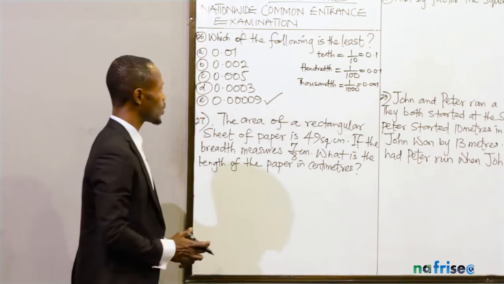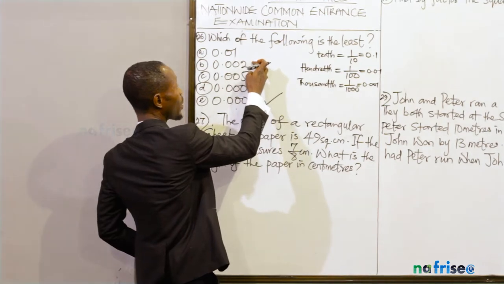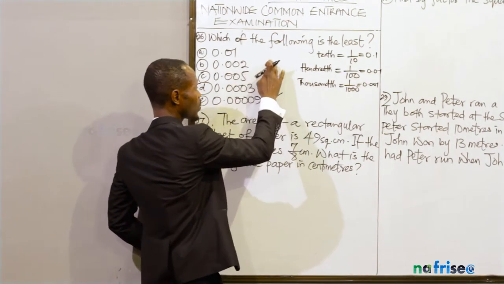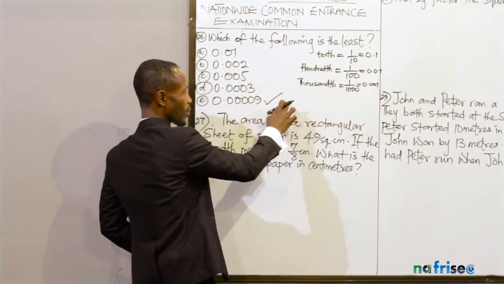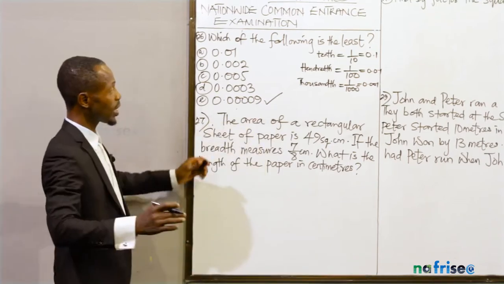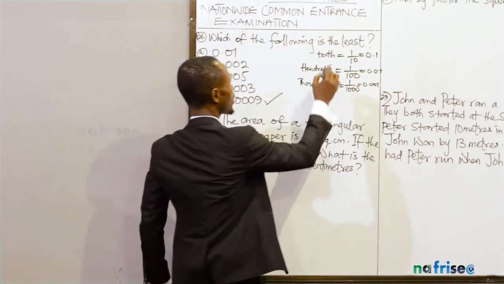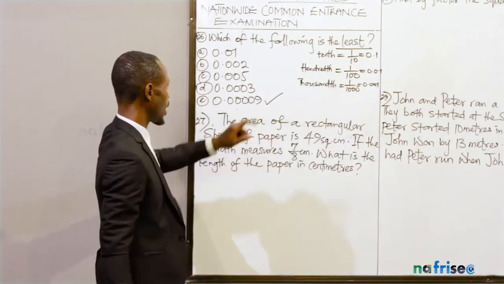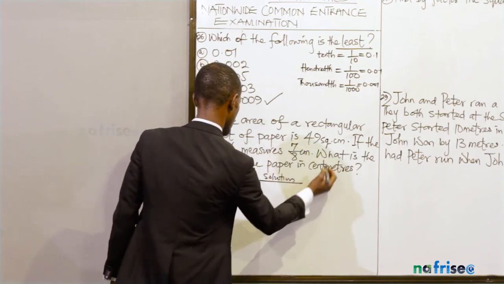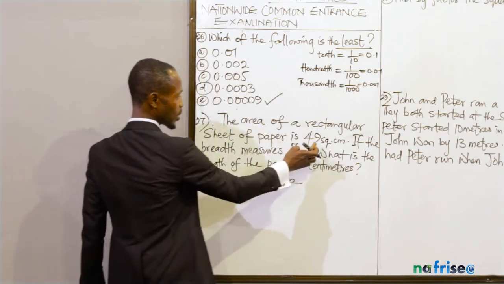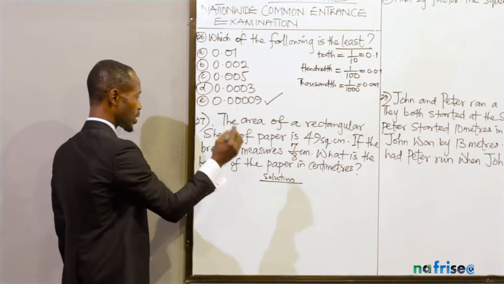Look at it as the place value. 0.01 is like 1 over 100. This is 2 over 1,000, 5 over 1,000, 3 over 10,000, 9 over 100,000. So the answer is what? E. It might look as if it's not even the biggest, but by logic, you should know this is the smallest, because the question says, what is the least number? So your answer is E.